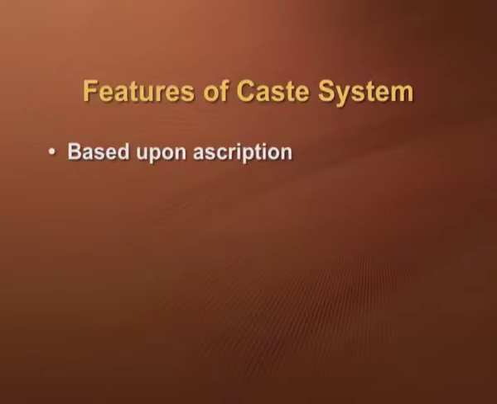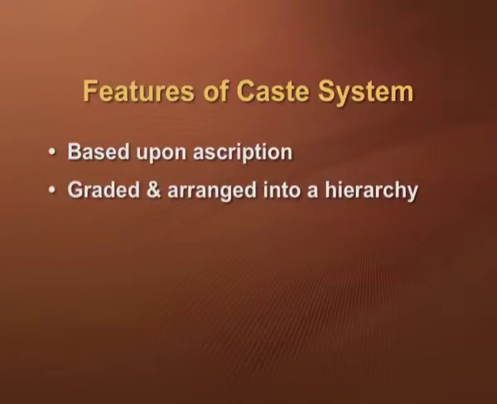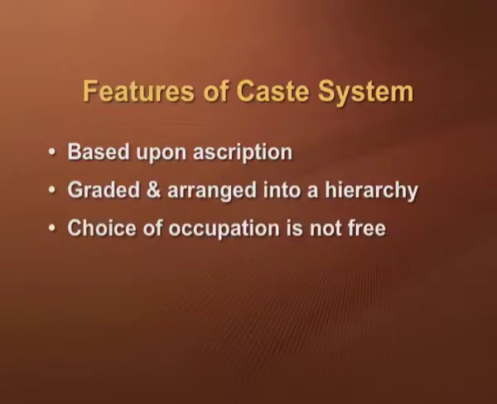Let us discuss the main features or attributes of the caste system. One of the important features of caste system is that caste is based upon ascription, where both the status and occupation of an individual is determined by birth. Second, castes are graded and arranged into a hierarchy on the basis of their social superiority. Another important feature of caste is that choice of occupation is not free in caste system. Each caste or a group of allied castes is traditionally associated with a particular occupation. Castes are further divided into subcastes and each subcaste is an endogamous group.